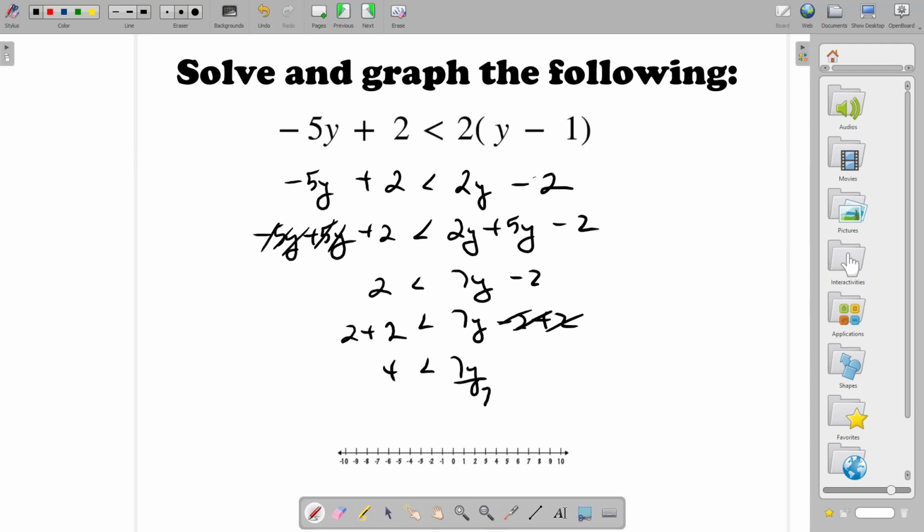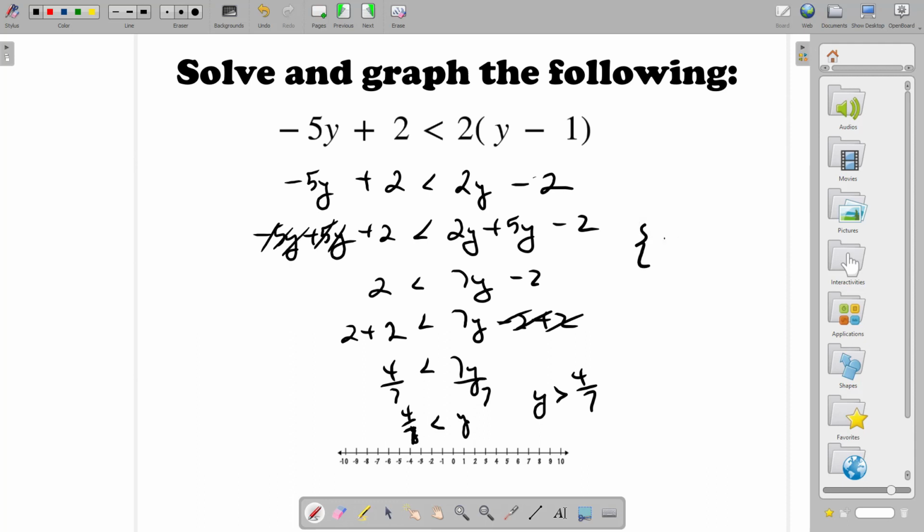I'm dividing by +7, so the inequality does not flip. But I'm going to turn this whole inequality over. And write it as y is greater than 4/7. So the inequality didn't really flip. I'm still looking at y values bigger than 4/7. I'm just writing it in a different form.